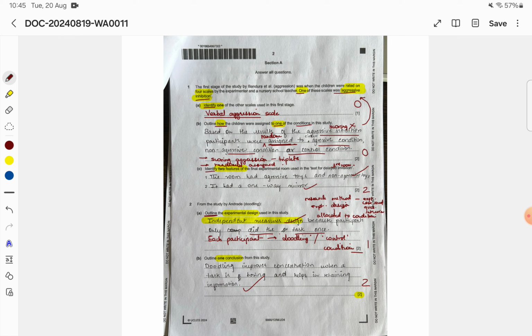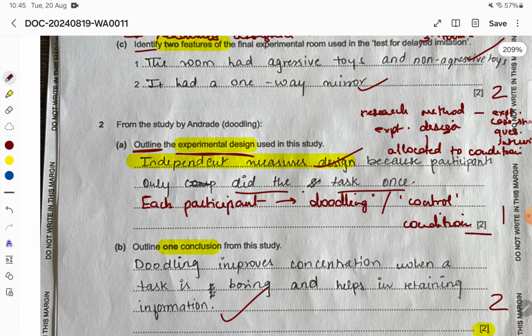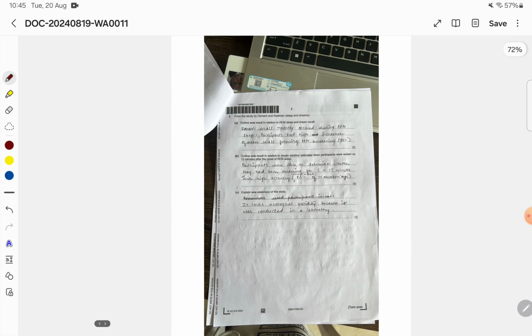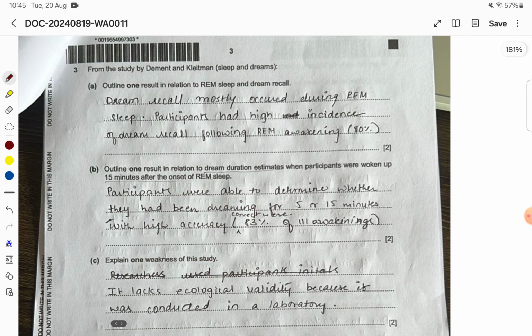Sufficient practice of past papers would have easily resulted in 4 out of 4. Because these type of questions, experimental design and all, they come very frequently. So it's not suddenly some question is thrown at students. Students are expected to be practiced well with writing these type of answers. Let's come to section B, which is from Dement and Kleitman study. Sorry, not section B, question 3.